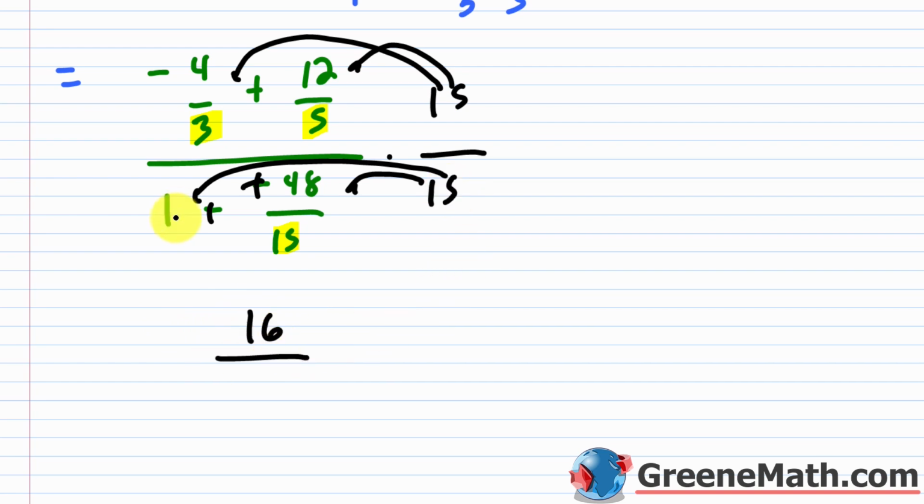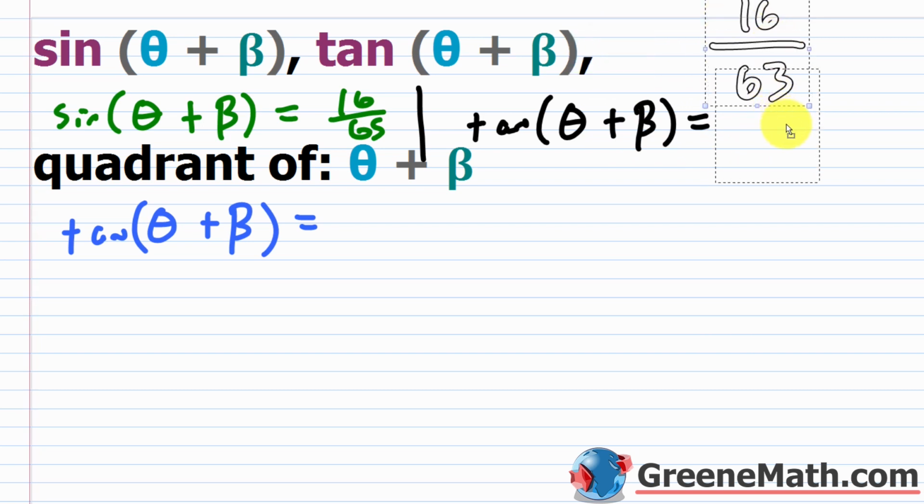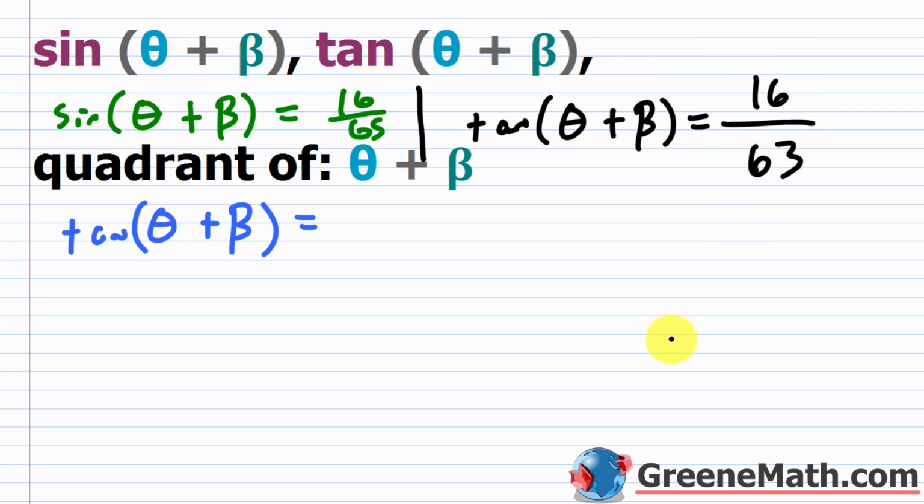If you multiply 15 by 1, that's 15. And then 15 divided by 15 is 1. So you just have plus 48 there. So what's 15 plus 48? It's going to be 63. Okay, so this guy's going to be 16 over 63. And I could put equals there. But really, I'm just going to erase all of this. And I'll just put a little line here. Put the tangent of theta plus beta is equal to, and let me just paste that in, my 16 over 63. Okay, so sine of theta plus beta is 16 over 65. Tangent of theta plus beta is 16 over 63.